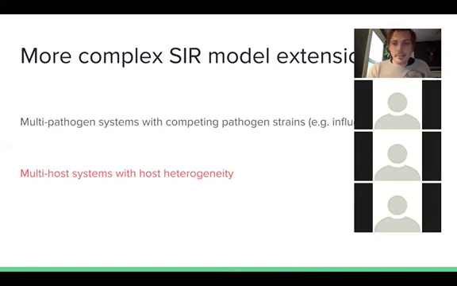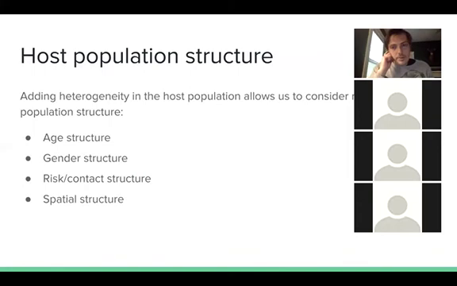what are known as multi-host systems that can be used to model host heterogeneity, meaning that we actually have different types of hosts in our host populations. And these models are very useful because we can account for all different forms of host population structure. So if we allow for different host types or host classes, we can account for things like age structure in the host population, or gender structure if there are males and females, risk structure if there are high risk and low risk individuals in the population, and also very importantly, especially for diseases of plants and animals that aren't as mobile as human populations, we can account for things like spatial structure.